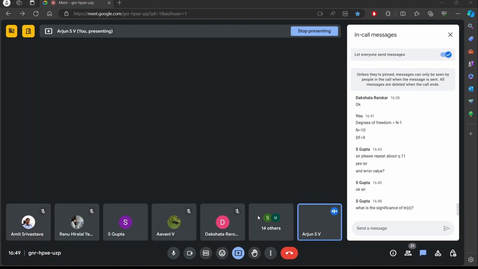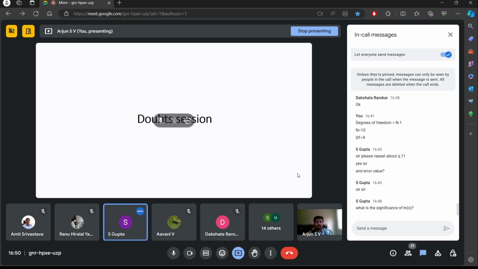No, if we are writing log with no base, it means log base 10 of x. But if we are taking ln, it means natural log of x. So it is base e. It'll be log base e only. So it'll be like 2.303 into log base 10.